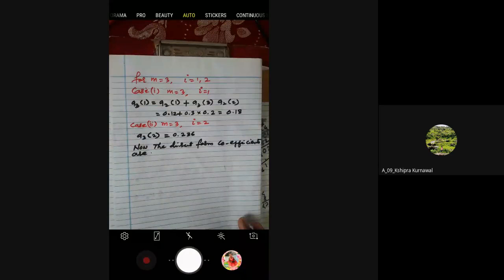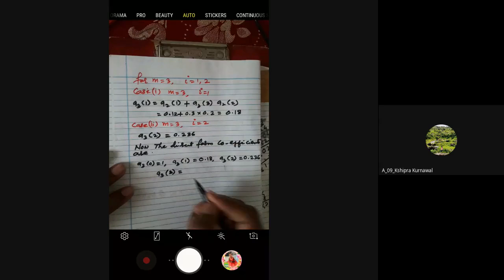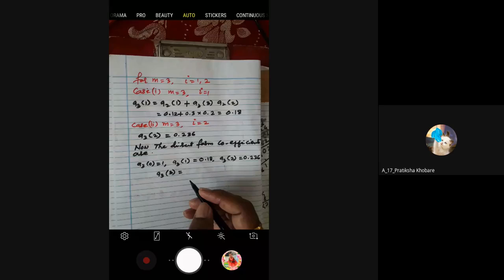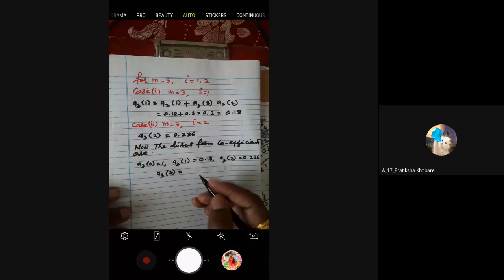A3 of 0 is equal to 1, A3 of 1 is equal to 0.18, A3 of 2 is equal to 0.236, and lastly A3 of 3 is equal to 0.3. इसका डायग्राम ड्रॉ करो. Just draw the diagram.